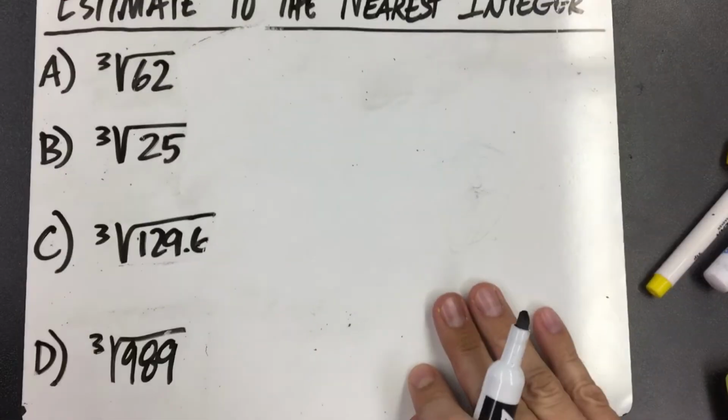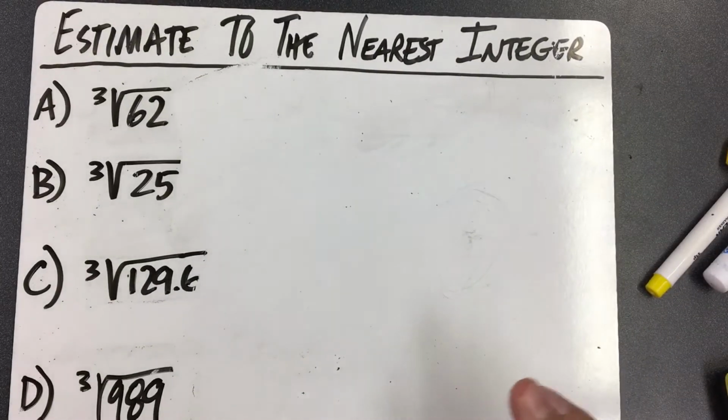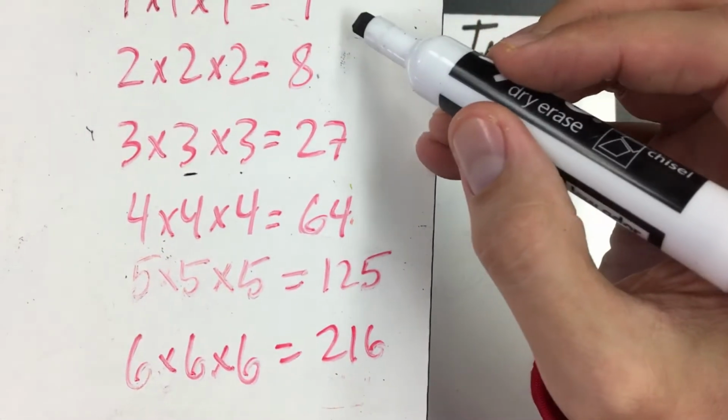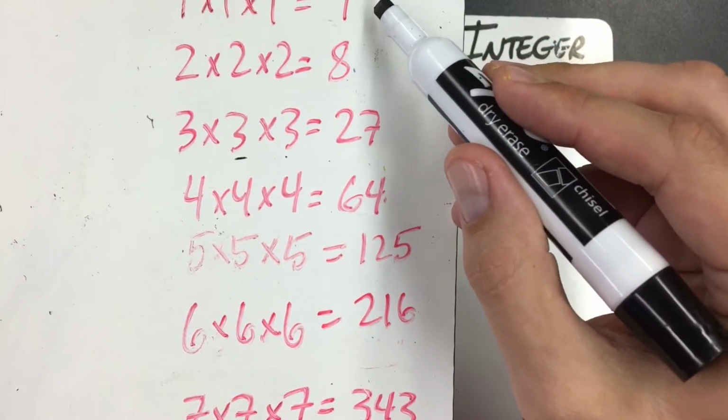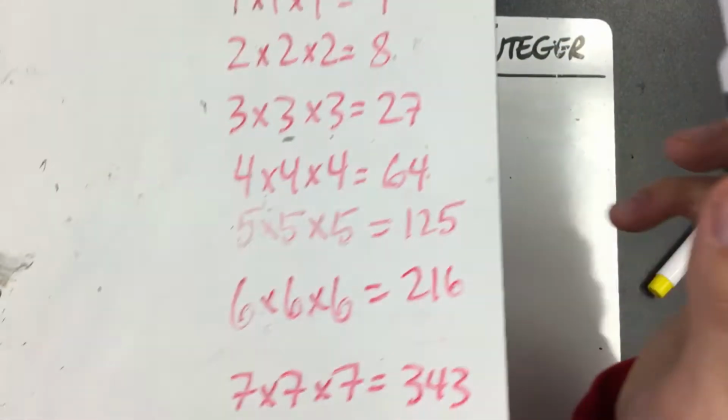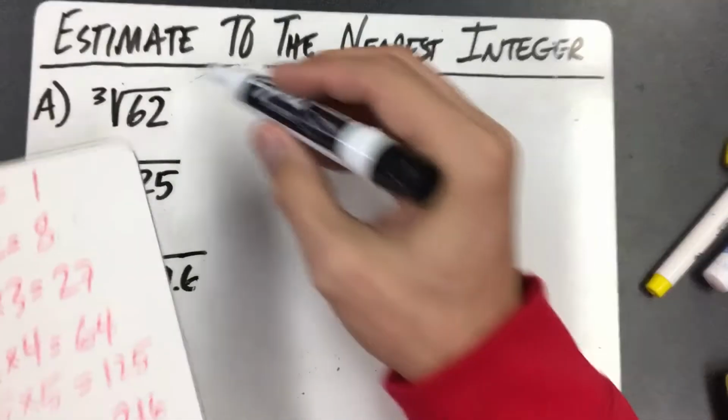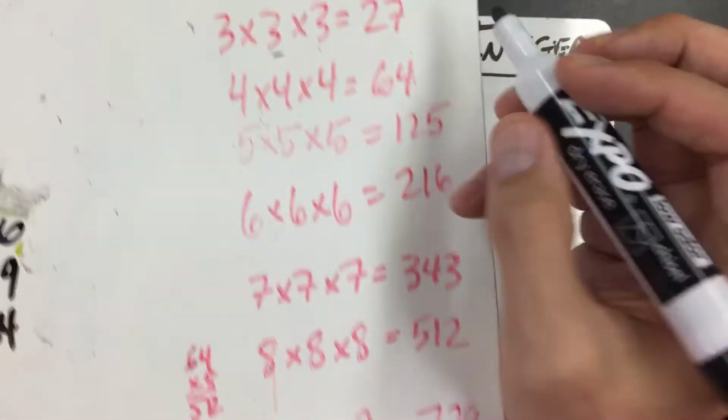So here's the first one, the cube root of 62. So I'm going to look at my chart. 2 times 2 times 2, I'm sorry, 1 times 1 times 1 is 1. 2 times 2 times 2 is 8. I'm going to go all the way. My number here is 62. So look how close that is.